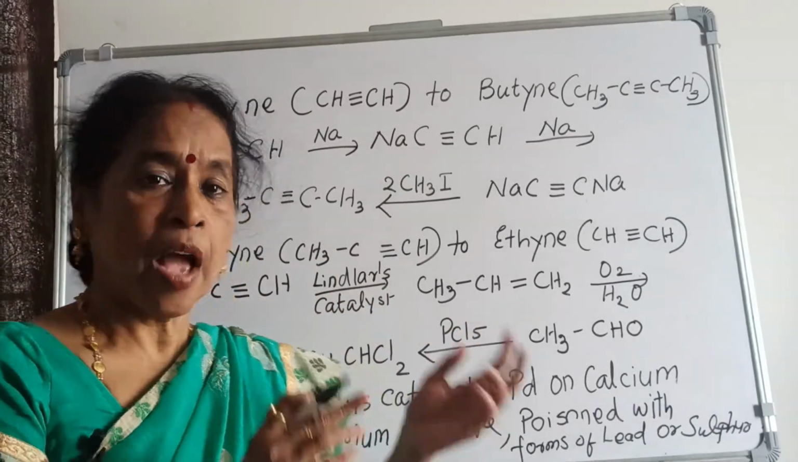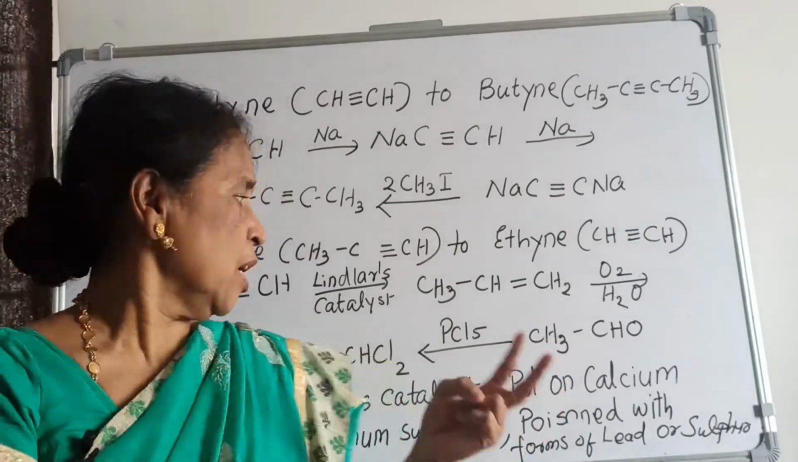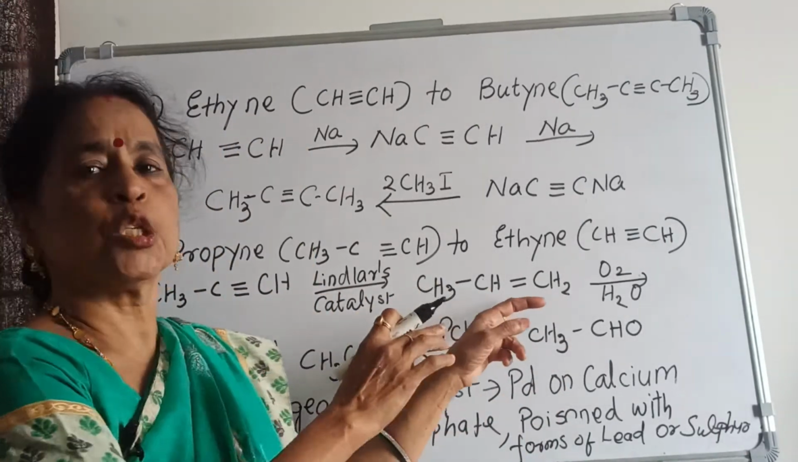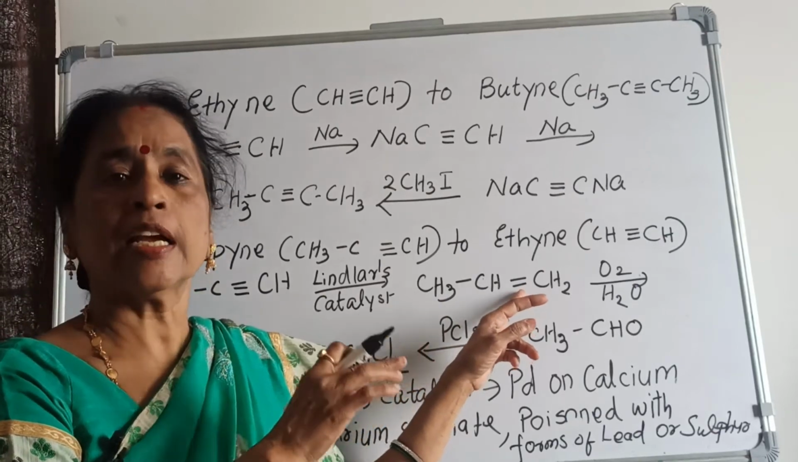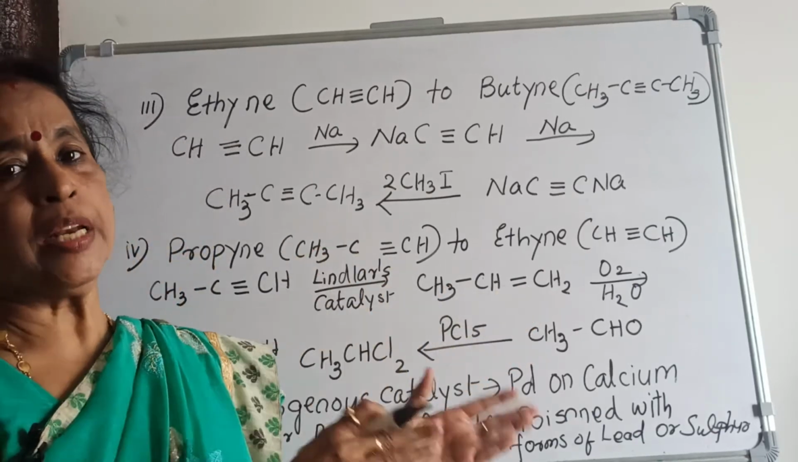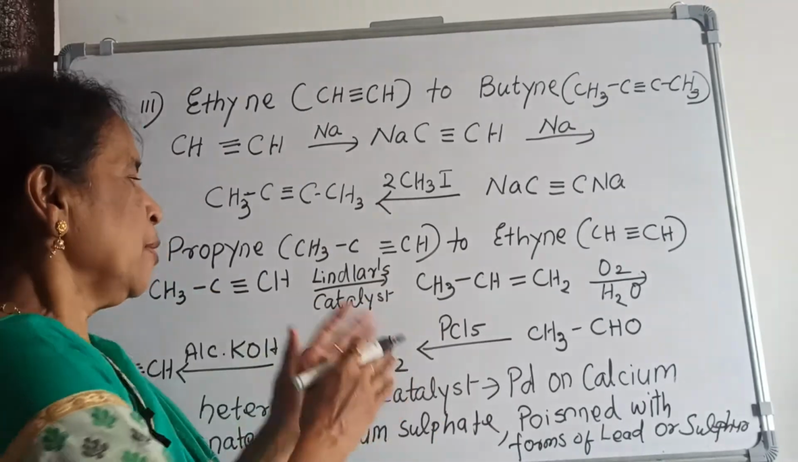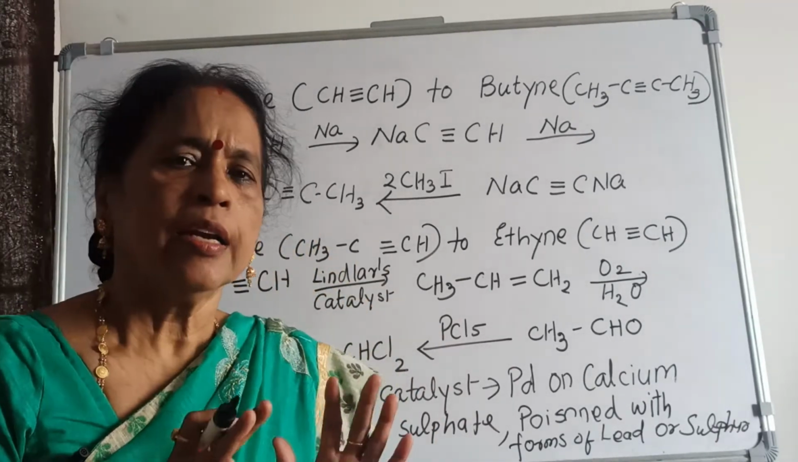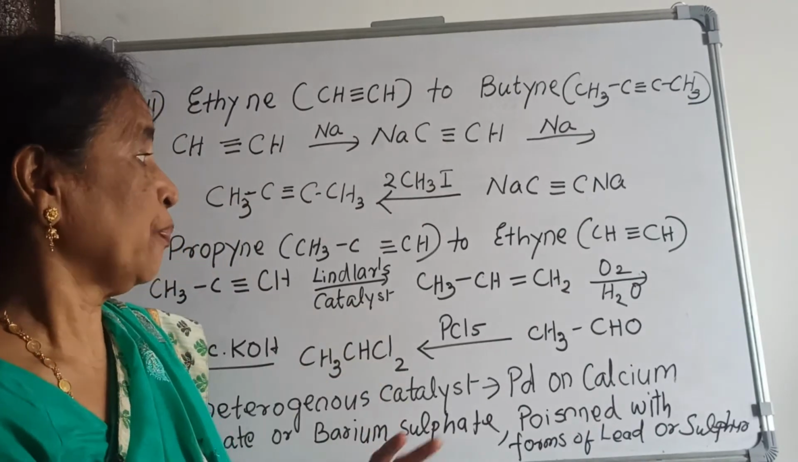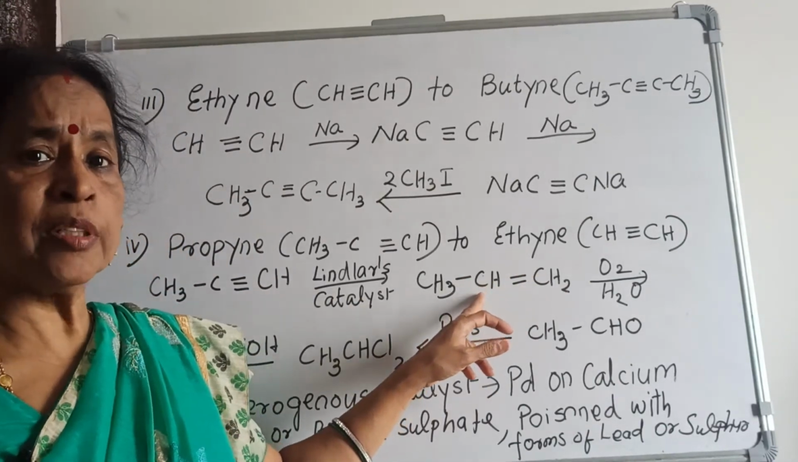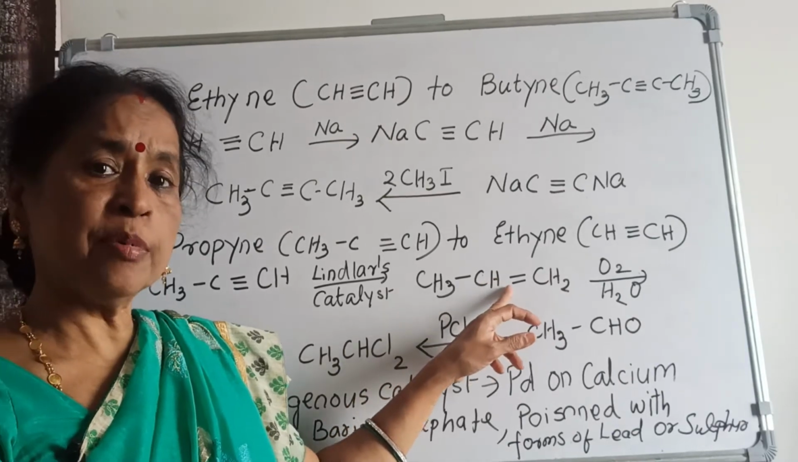an alkene. How many carbon? 3 carbon. So the 3 carbon triple bond changes to a 3 carbon double bond. That means if you want to change a triple bond to a double bond, then immediately you can add Lindlar's catalyst. Now, but you require ethane. Here how many carbon? 3 carbon, and having a double bond.